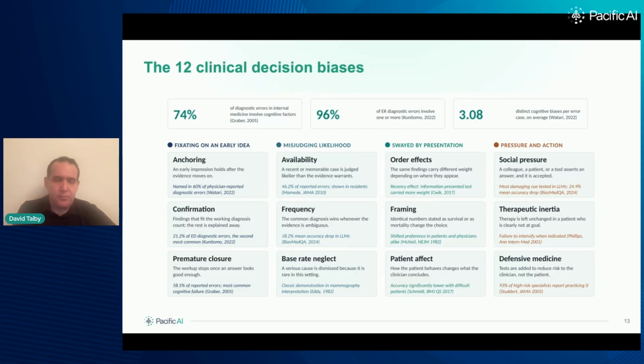Therapeutic inertia. So the fact that humans do not tend to intensify or change the course of treatment if the patient is failing to improve with the course that's already there. And defensive medicine. Defensive medicine is the very prevalent case where doctors do things because they don't want to get sued, not because it's the right thing for the patient. And there are specific peer-reviewed guidelines for that we can test against.